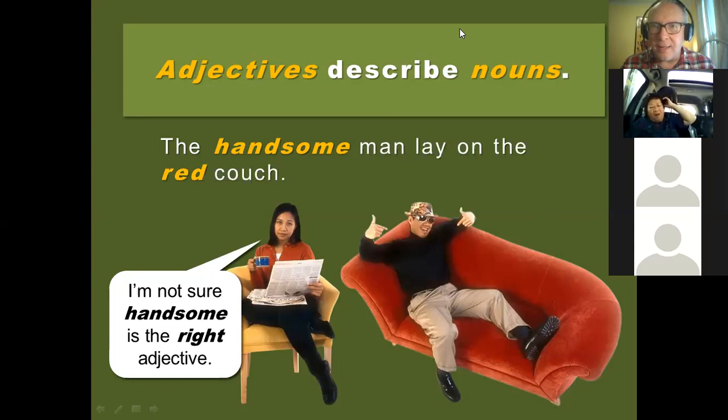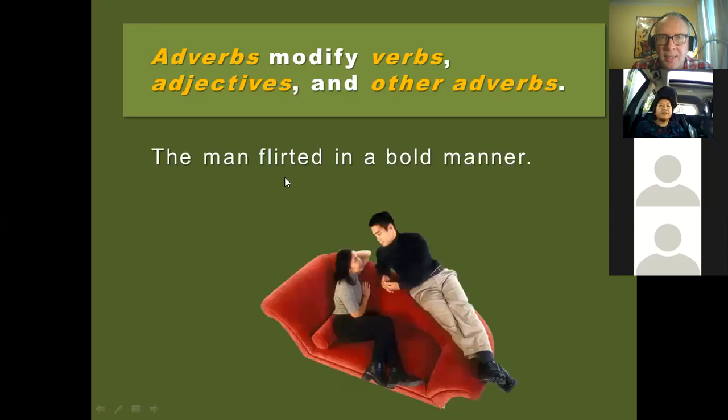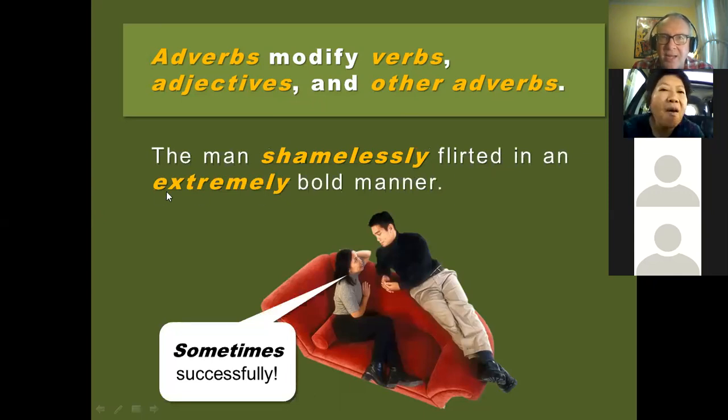All right. Good. Let's go on to the next slide. Adverbs. Adverbs describe what? Verbs, adjectives, and other adverbs. The man flirted. Flirted means when you talk to a person of the opposite sex because you're interested in them, in a bold manner. So we have a noun, a verb. But we could say the man shamelessly flirted in an extremely bold manner. Shamelessly and extremely are both adverbs. Sometimes successfully, that's an adverb too. They tell how or when or how often.